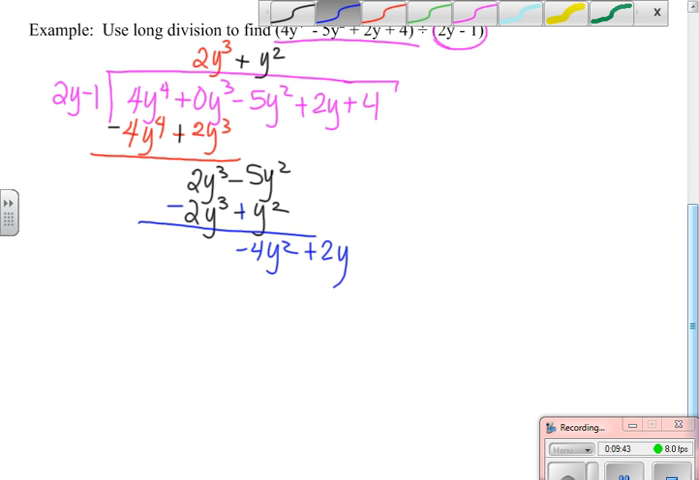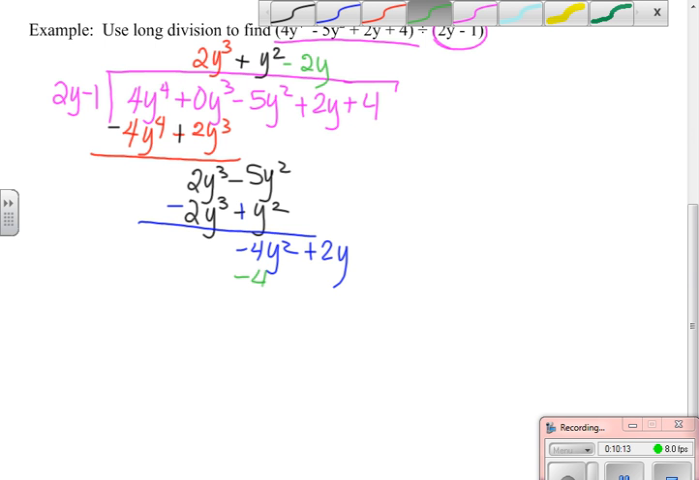It's very important to write clearly and neatly so that you bring everything down. One trick is to turn your paper horizontally so the lines are going vertical instead of horizontal and use each one of those as a column to put your terms in, so you line everything up. 2y goes into negative 4y squared, negative 2y times. Notice how my 2y is over my y terms, over my y squared's.